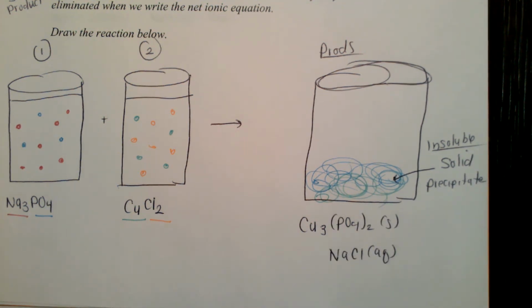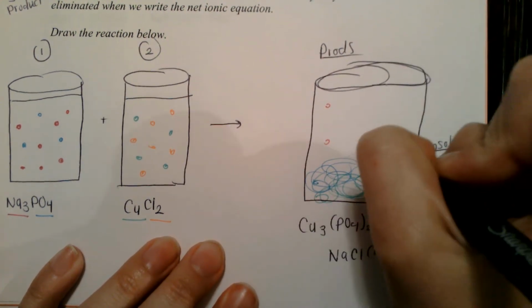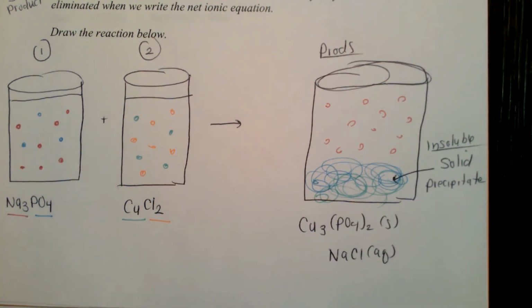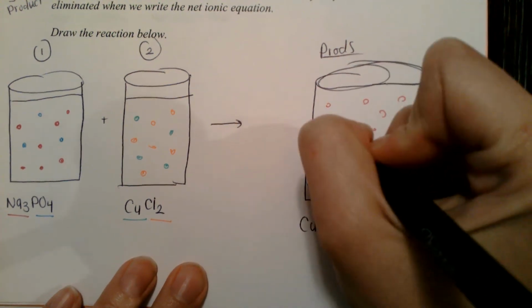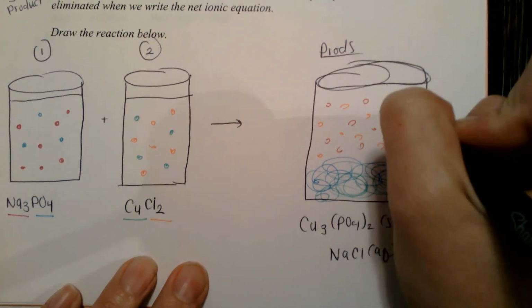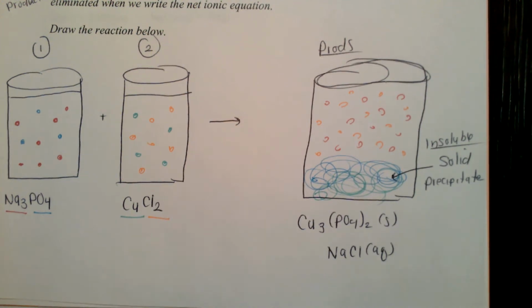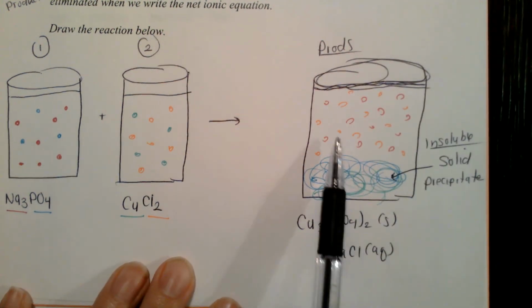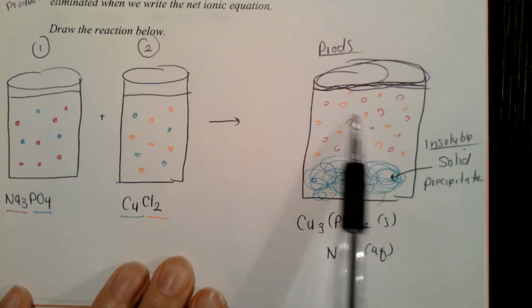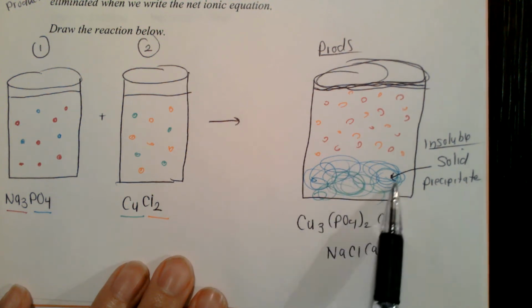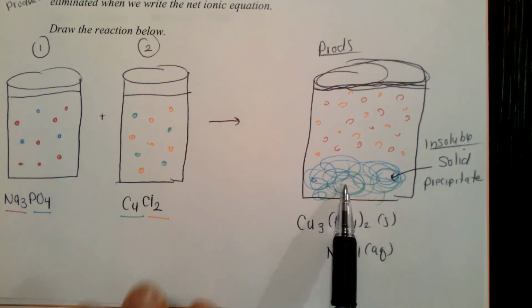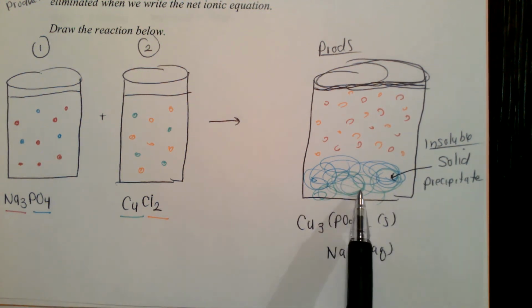Okay, so what was left is the sodium and the chlorides. Okay, so we have sodium ions still floating in solution, and we have the chlorides. And then we'll draw the top of this, sort of our water level at the top. Okay, so the sodium and chloride ions are left in solution, they're aqueous, and then our copper and our phosphate came together to form that insoluble product or that precipitate down there at the bottom.